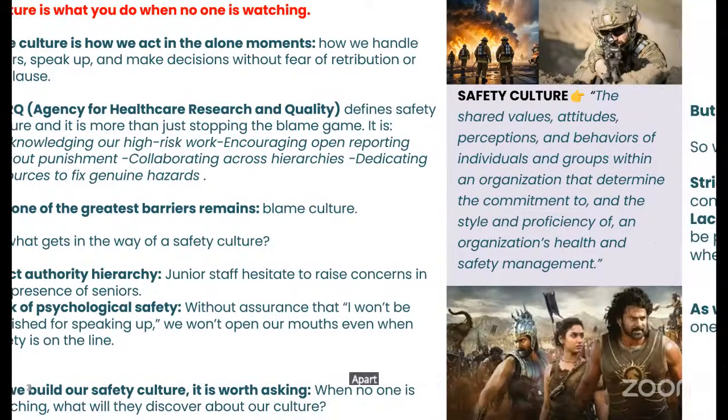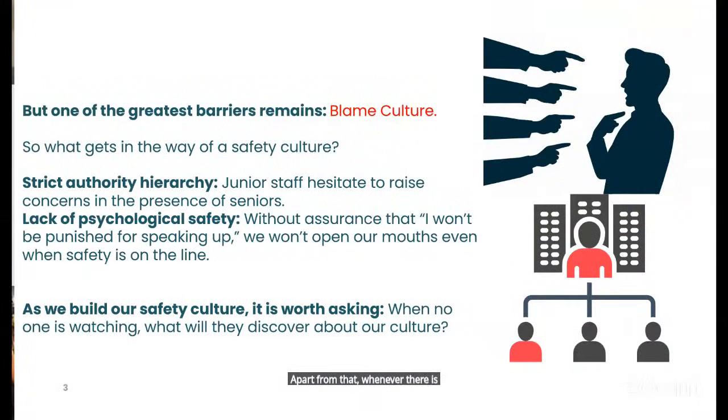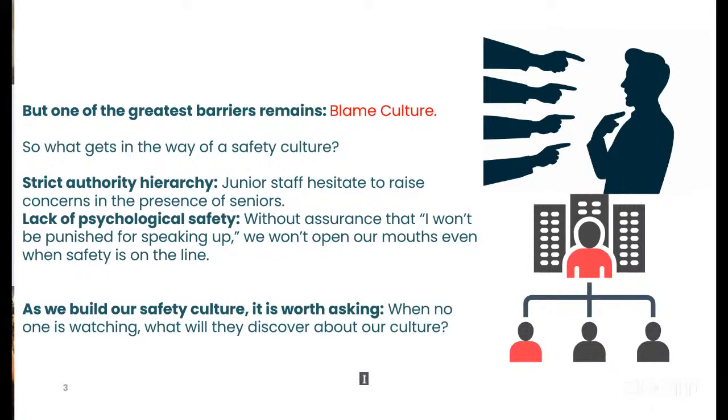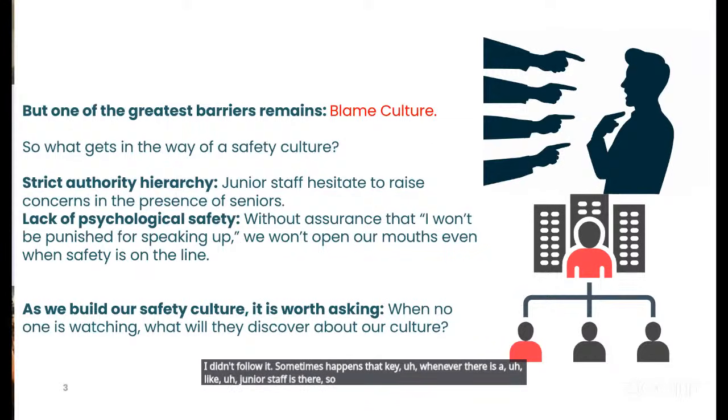Apart from that, as I said in the starting, whenever I find a staff member not following the protocol or procedure, the first answer I get is "sorry," which is a very cute answer. And it's always, "I was about to follow it, but because of this, I didn't." Sometimes junior staff hesitate to tell us what has happened.